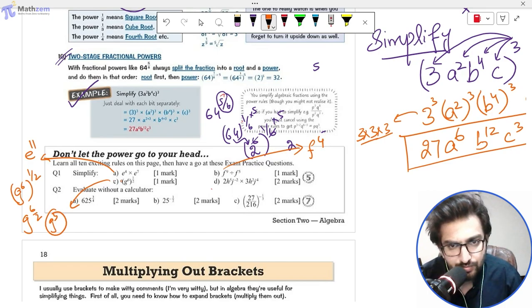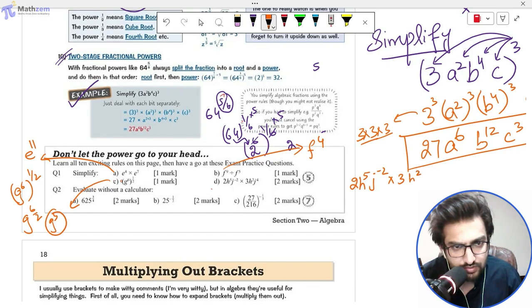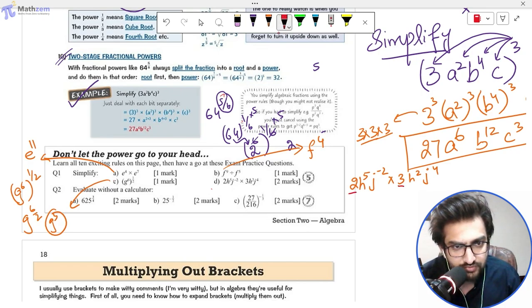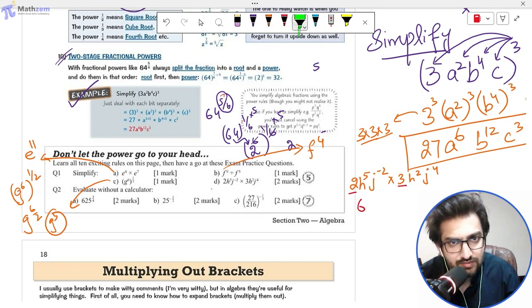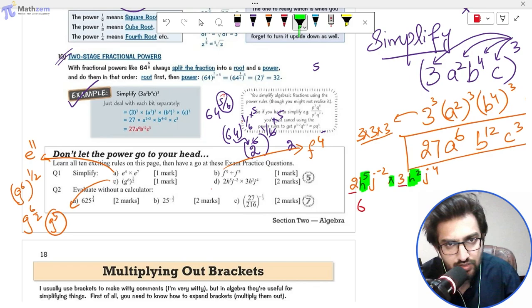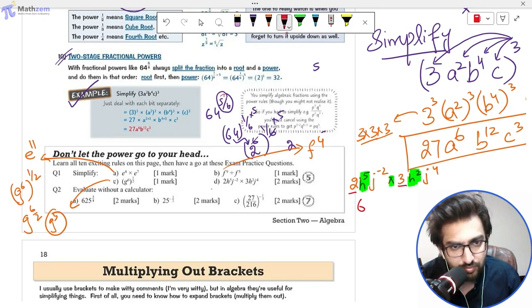Part D, let's multiply them. That would be 2h to the power 5, j to the power minus 2, multiplied by 3h squared and j to the power 4. You can see that, let's first multiply the numbers. So 2 times 3 is 6, and this is h to the power 5 and that is h to the power 2. There is a multiplication sign in between and the bases are the same, so it will become h to the power 5 plus 2, which is 7.